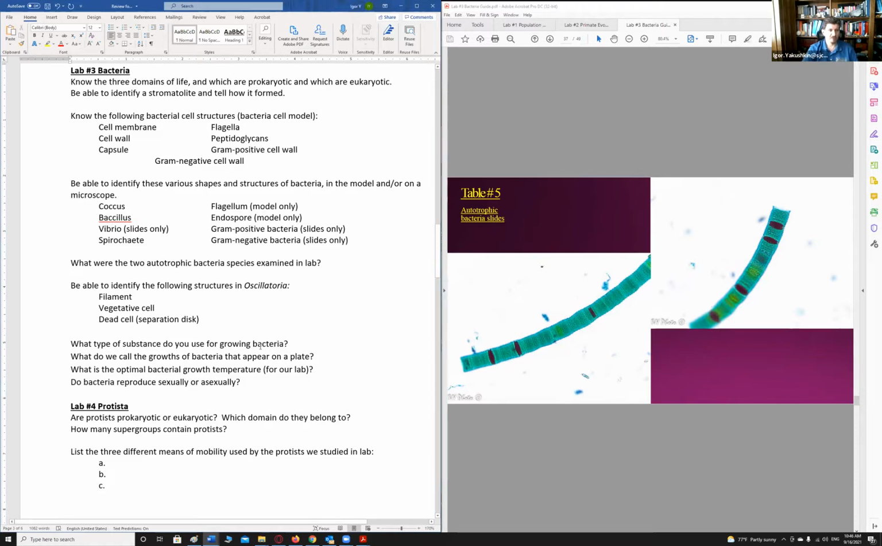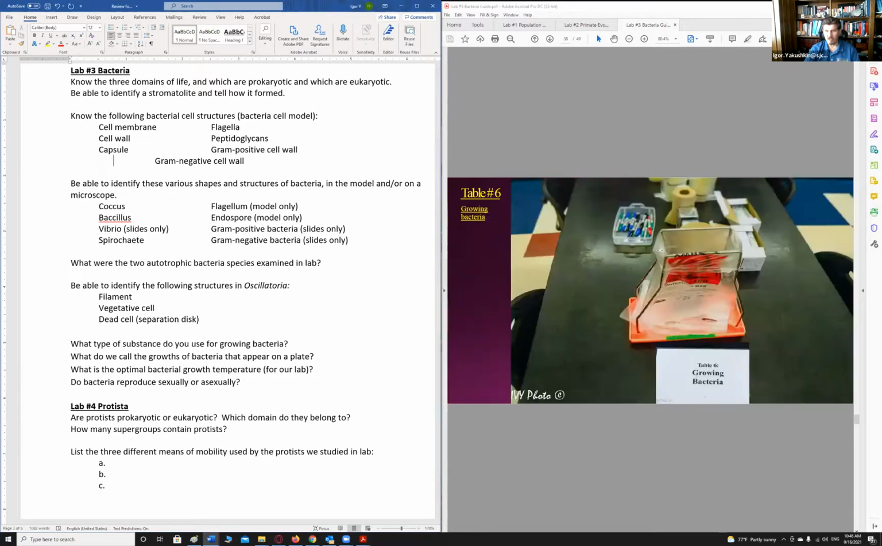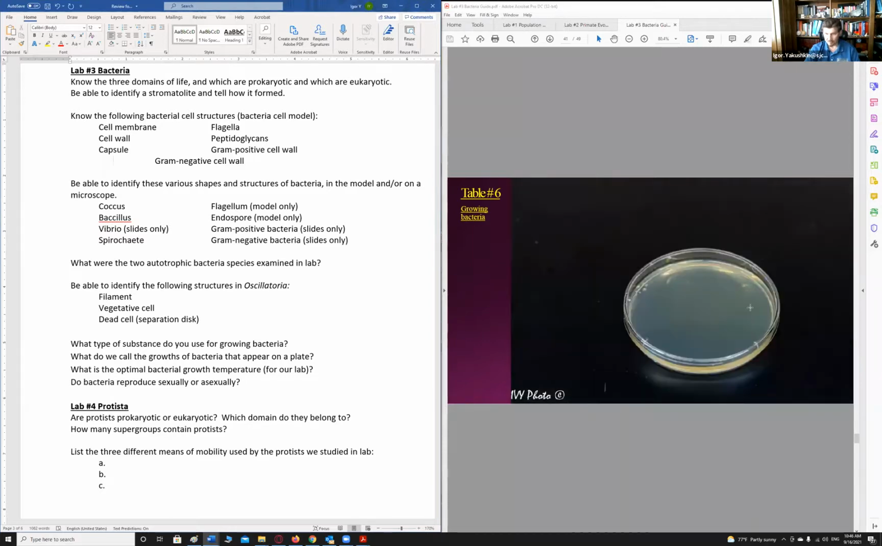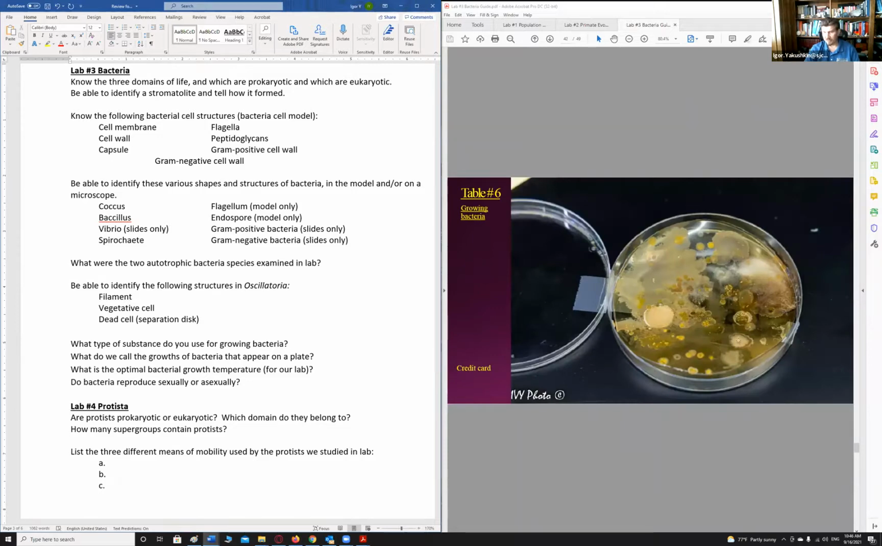What type of substrate do you use to grow bacteria? Oh, that's the next one. Growing the bacteria, what kind of substrate? Agar, right? Or agarose, this particular semi-transparent gel. And here we have some of the bacterial colonies. It's not a single bacteria. Please make sure you understand that. That's not a single bacteria.